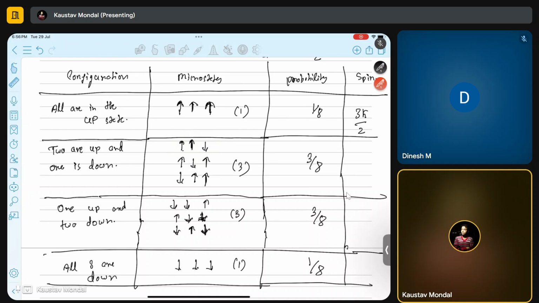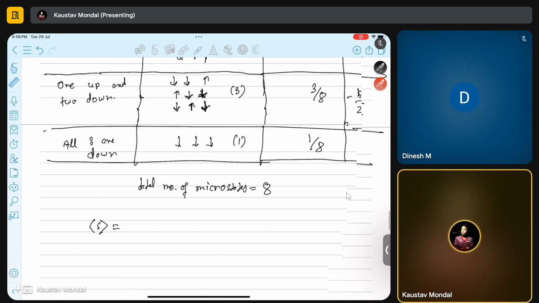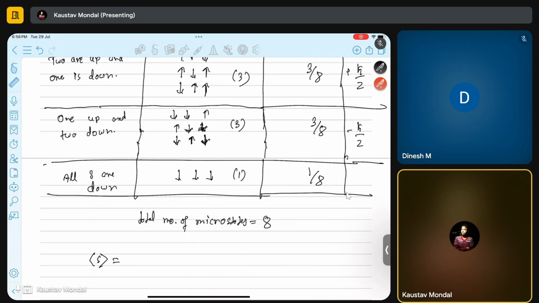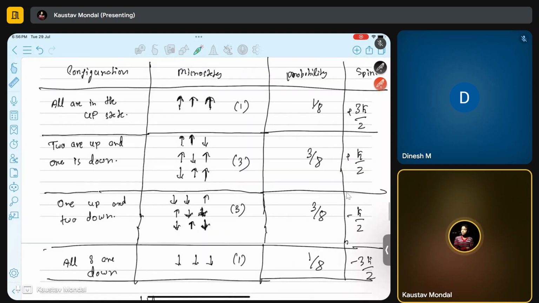So that gives you h cut by 2 plus h cut by 2. In this case, minus h cut by 2 minus h cut by 2 plus h cut by 2. So that gives you minus h cut by 2. Right. In this case, 3 spins are downward, that means it gives you minus 3 h cut by 2. So these are the spins and these are its corresponding possibilities.